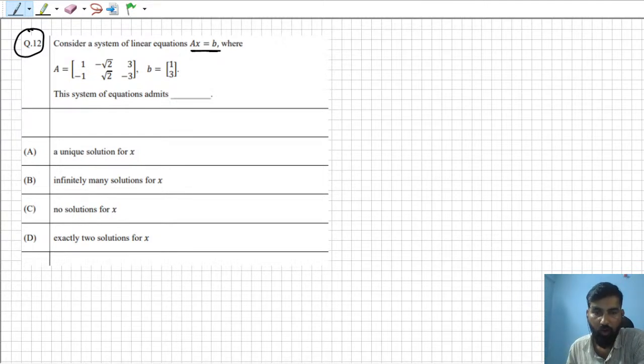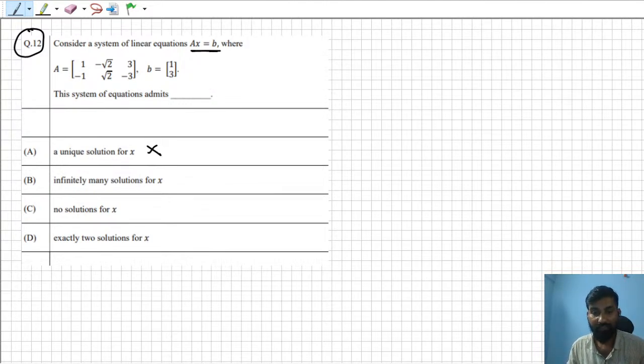See, option A can be directly eliminated, guys. You don't have to check anything. Option A is not correct. Why? Because the number of equations are less than the number of unknowns. There are 3 columns and there are 2 rows.